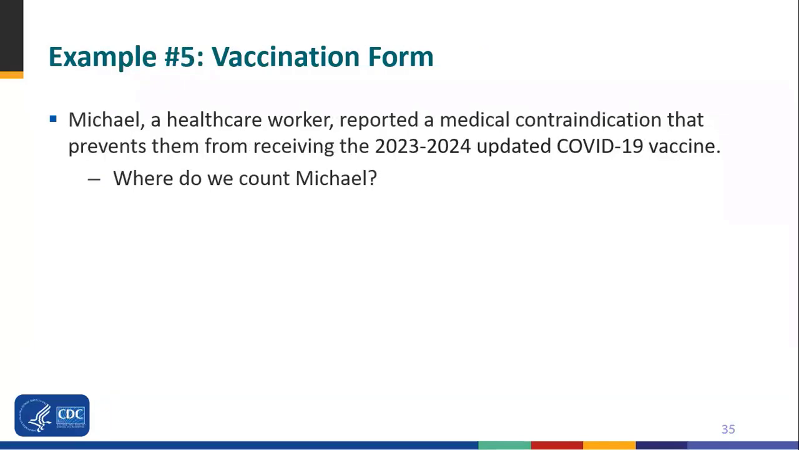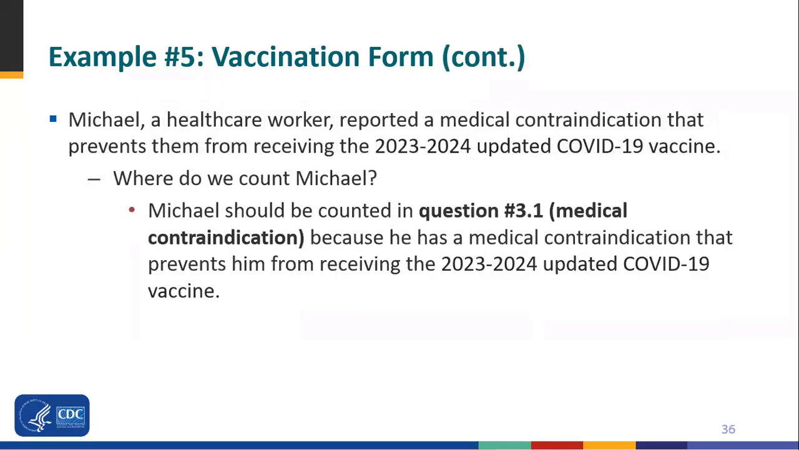In our final example, Michael reported a medical contraindication, and this prevents him from receiving the 2023-24 updated COVID-19 vaccine. Michael should be counted in question 3.1 because he has a medical contraindication that prevents him from receiving the 2023-24 updated COVID-19 vaccine.